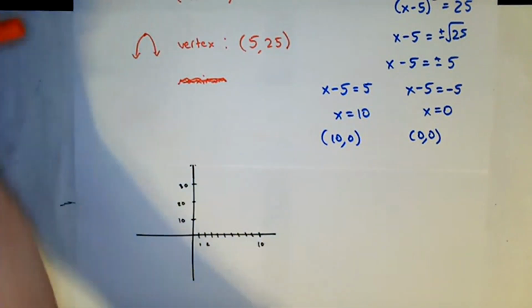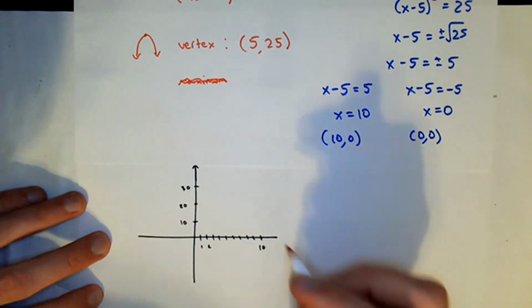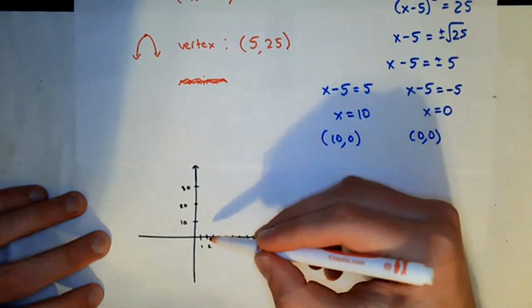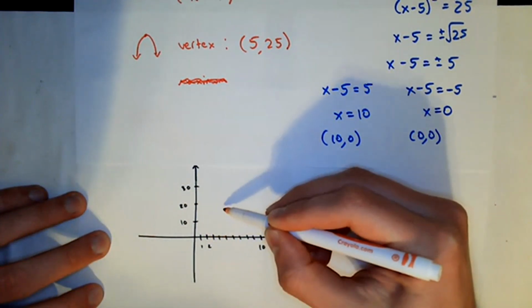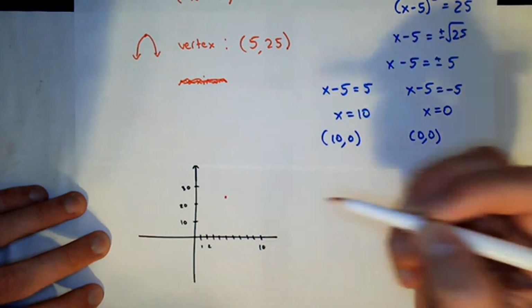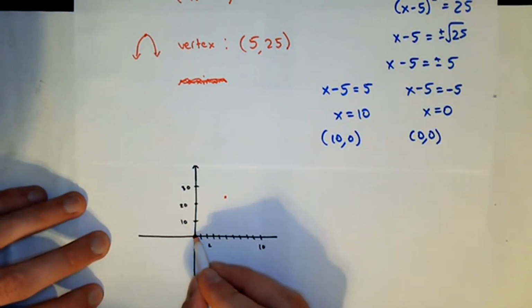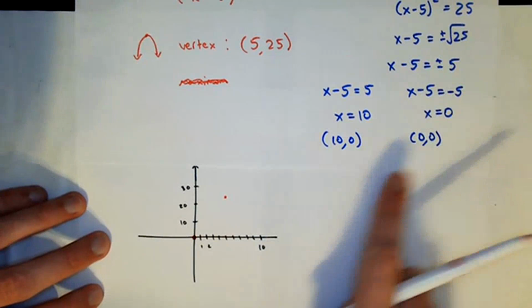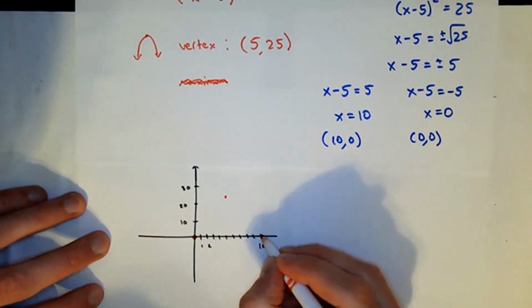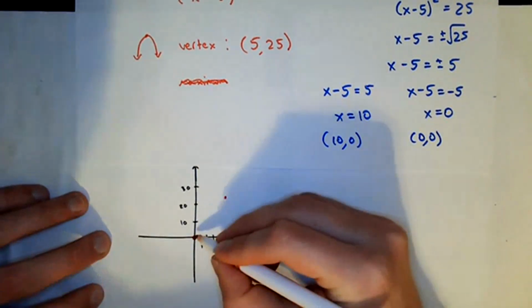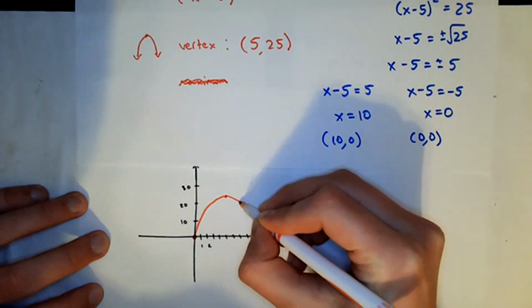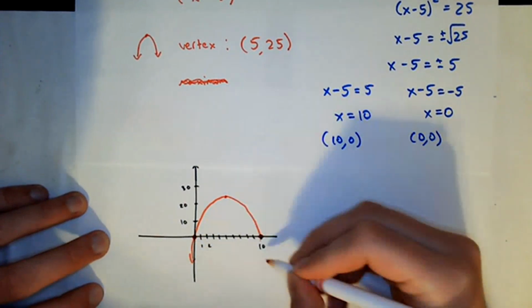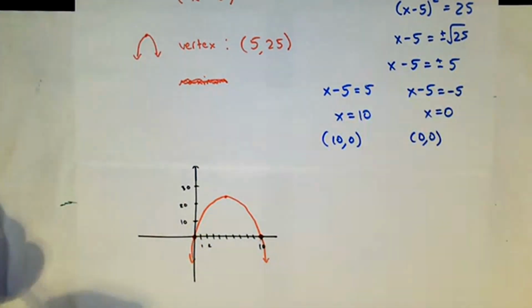Okay, so my graph is going to look like vertex at (5, 25). So that's 1, 2, 3, 4, 5, and 25 is roughly there. I've got an x-intercept and a y-intercept right at the origin. Another x-intercept there, and that's all I need. I'm going to connect, plop some lines out like that. There it is.